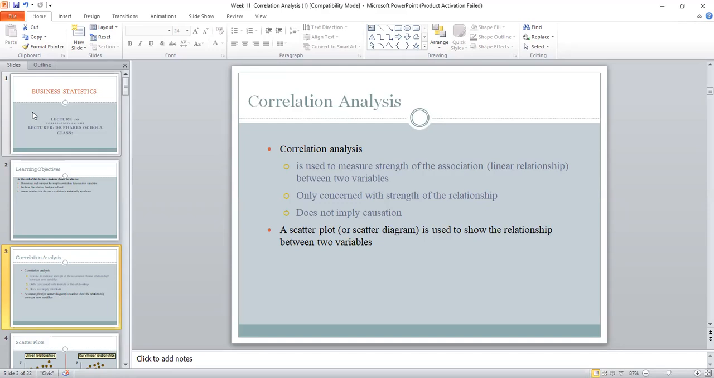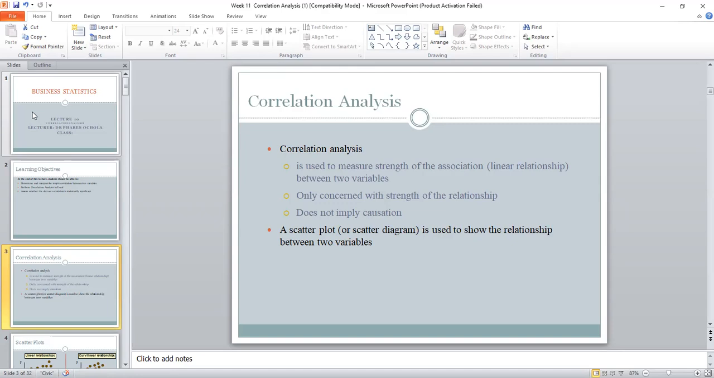Number two, negative correlation. Two variables, X and Y, are said to be negatively correlated if they move in opposite directions. An increase in X is accompanied by a decrease in Y, and vice versa. Of course, you can have more than two variable correlation, but here we will deal with two.